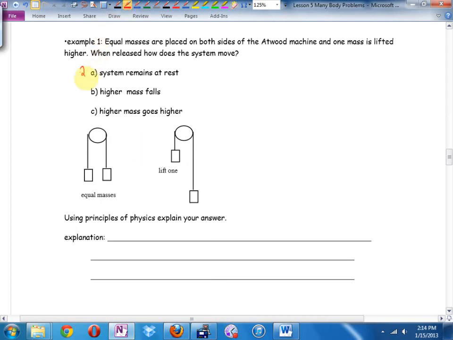Who says B, the higher mass is going to fall down? Who says C, the higher mass is going to go higher?